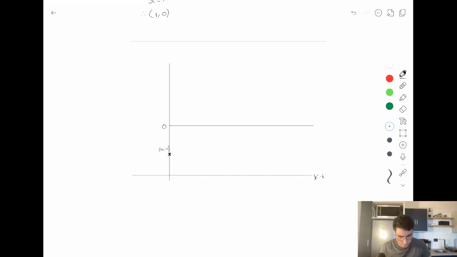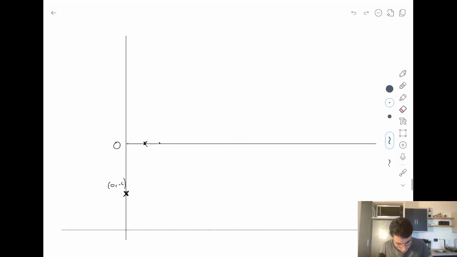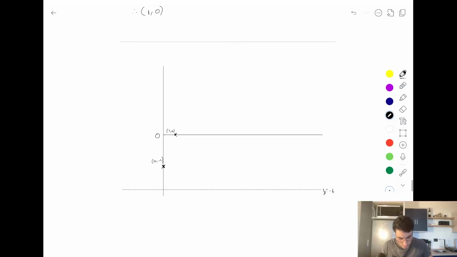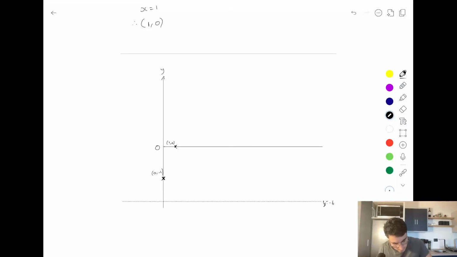And our intercept here, maybe make that a little bit more around here. Well, that's 1 actually. So if I'm doing this a bit more to scale, we're looking at something a bit more around here. So 1, 0. Okay. Got y here, x here.